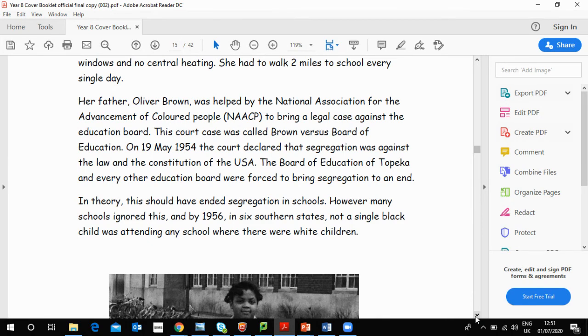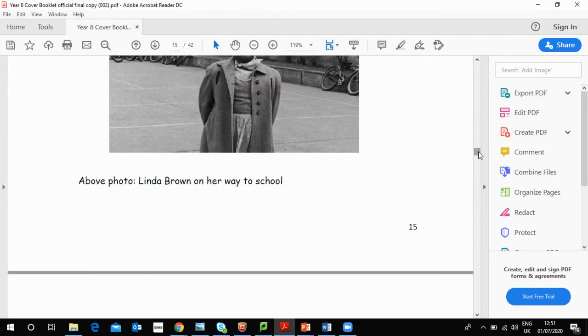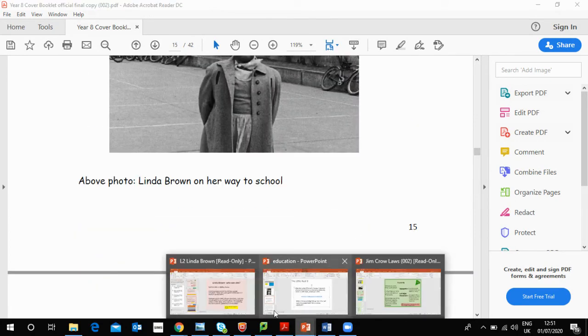And 2 years later, 6 states still did not have a single black child attend a white school. Still, after 2 years. Now, that should have been enforced almost immediately, and for 2 years, that could have sorted itself out. So there is absolutely no excuse for that to exist 2 years later. Absolutely not. Okay, there's Linda. So let's go back to this lesson.